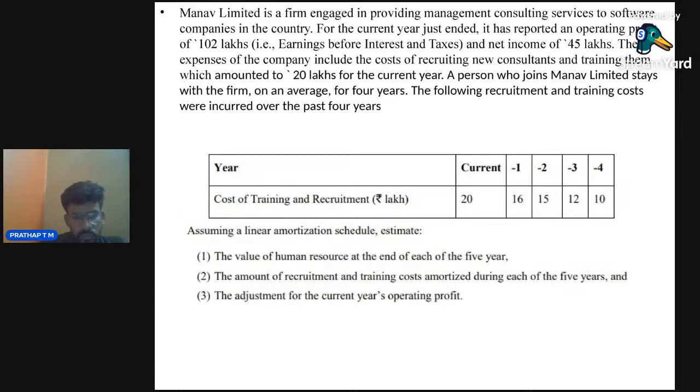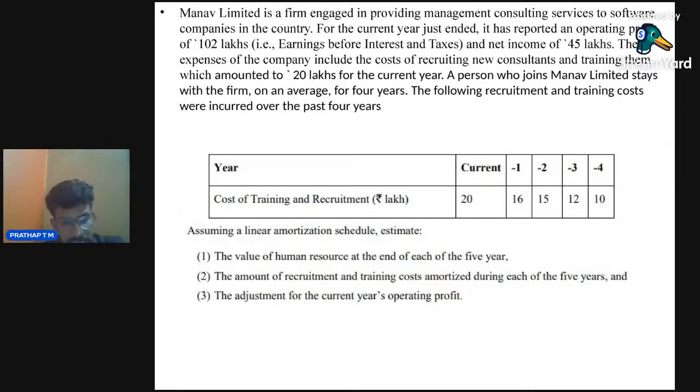Because here it is 4, everything we have to divide by the same 4 years. I hope you can find the formula here. So next year it is 12 lakh, divided by 4. Then each year is 3 lakh.